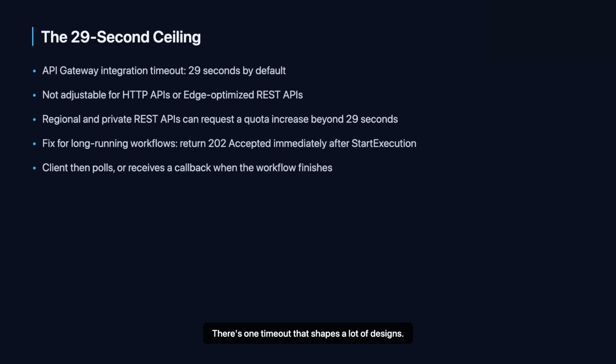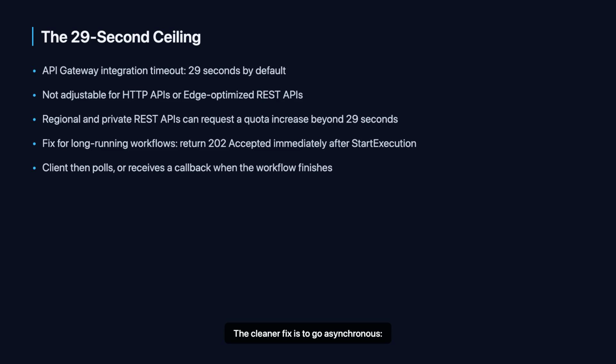There's one timeout that shapes a lot of designs. API Gateway has a default maximum integration timeout of 29 seconds. For HTTP APIs and edge-optimized REST APIs, that ceiling is fixed. You cannot raise it. For regional REST APIs and private REST APIs, Amazon Web Services added a quota increase option in June 2024, so you can request a higher limit, though doing so reduces your account-level throttle quota. In practice, leaning on a longer timeout is still not the recommended pattern for workflows that take minutes.